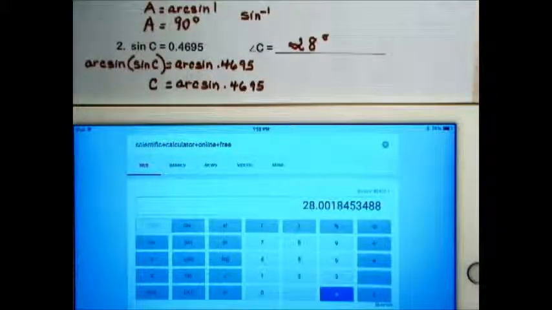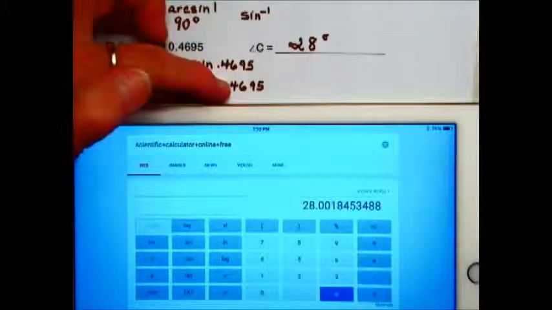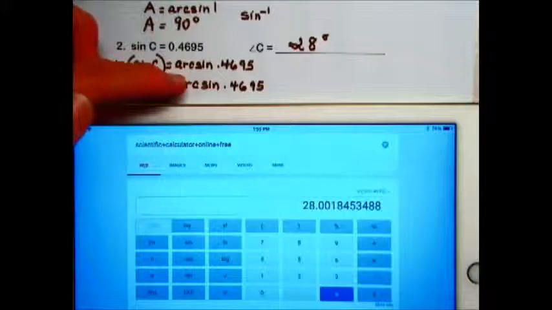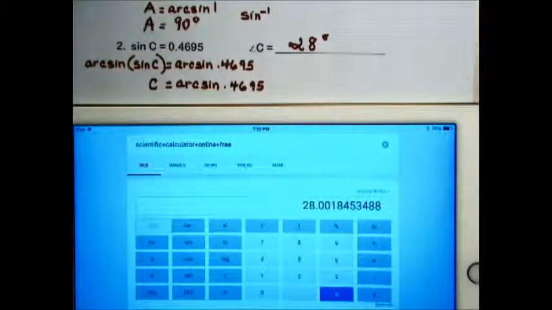Had this been a traditional scientific calculator, our order of information would have essentially been reversed. We would have entered the ratio first, then hit our shift or our second key, and then the sine key to get the angle measurement that we were looking for.